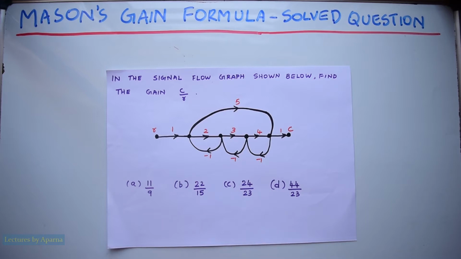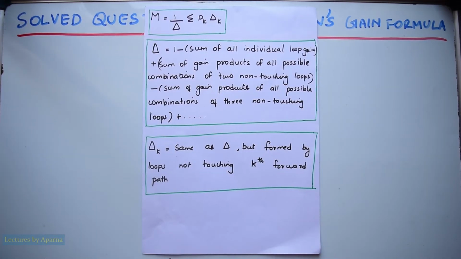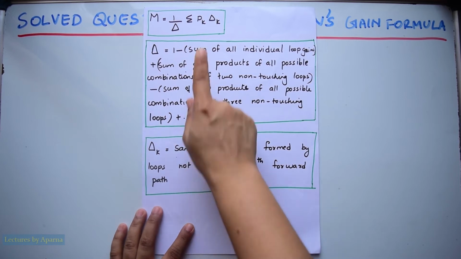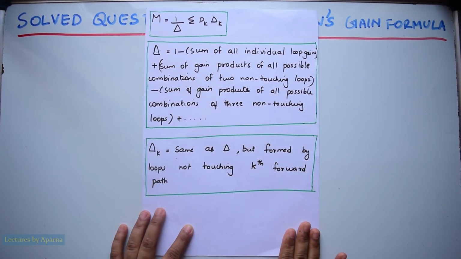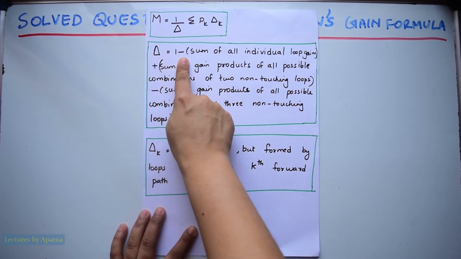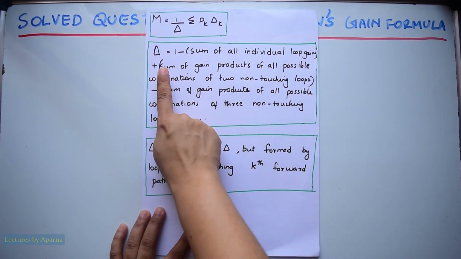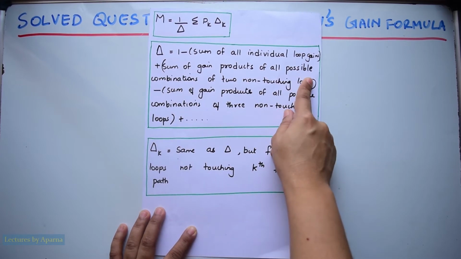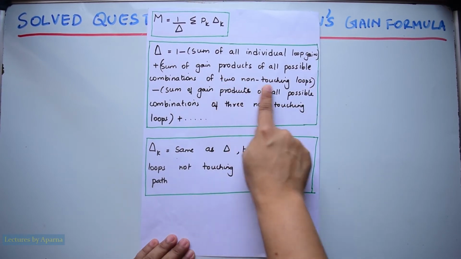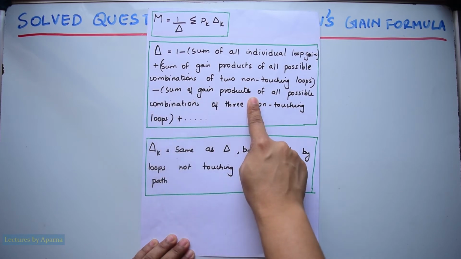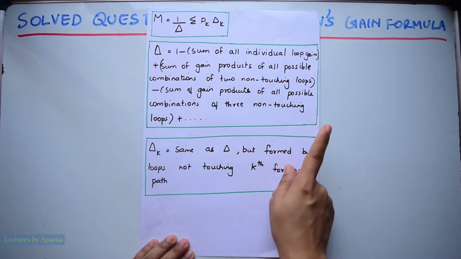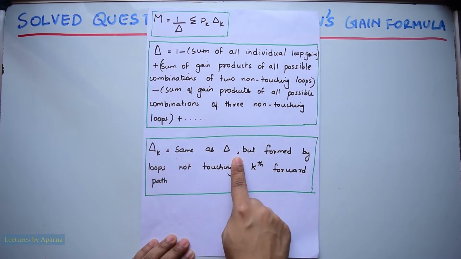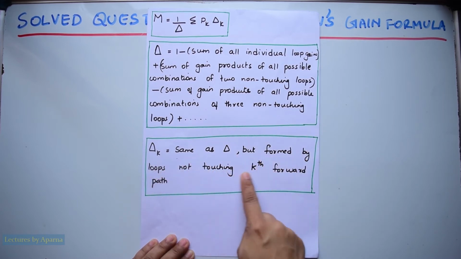apply Mason's gain formula. Mason's gain formula is given like this. Here M is the overall gain, Pk is the gain of the kth forward path, delta is equal to 1 minus sum of all individual loop gains plus sum of gain products of all possible combinations of two non-touching loops minus sum of gain products of all possible combinations of three non-touching loops plus etc. Delta k is same as delta but formed by loops not touching kth forward path.